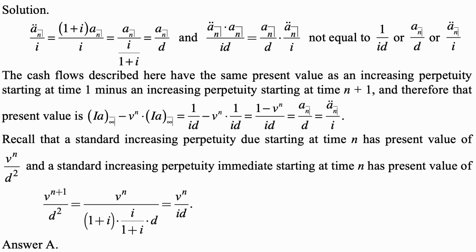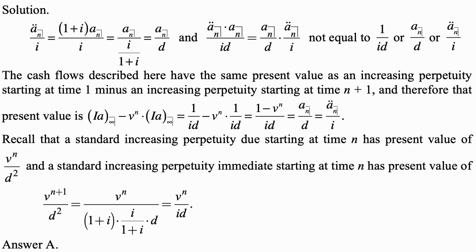And here's the solution. We first note that a double dot angle n over i is the same as 1 plus i times a angle n over i. Then we move that 1 plus i to the denominator, and this becomes a angle n over i divided by 1 plus i, and that's the same as a angle n divided by d, so the first two answers are the same.